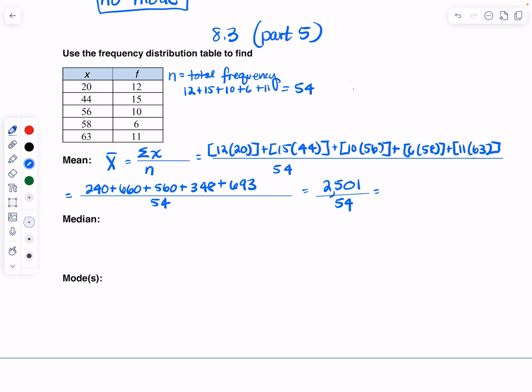And when I do that, I get 46.314. Again, I'm going to round to the hundredths place. I look behind the 1, it's a 4. That is smaller than 5, so I'm going to leave the 1 alone. So 46.31 is my answer for the mean.